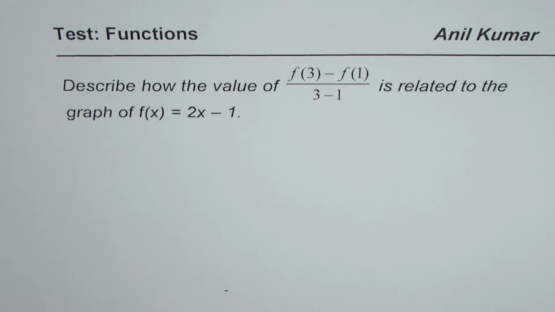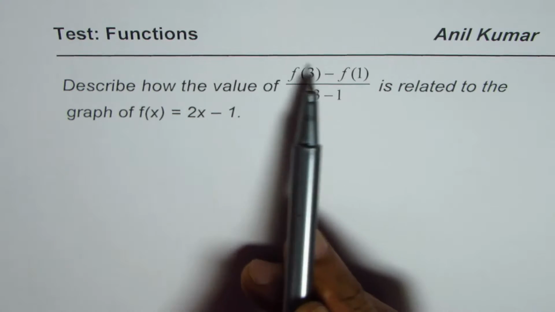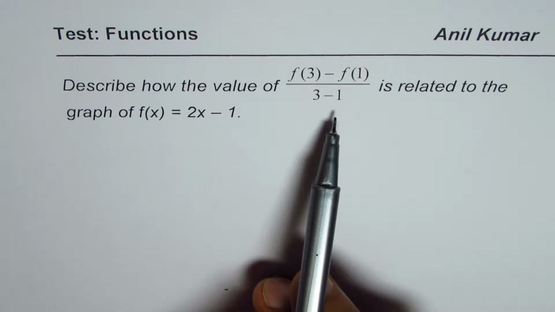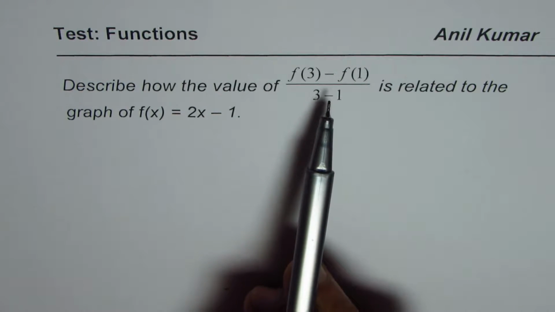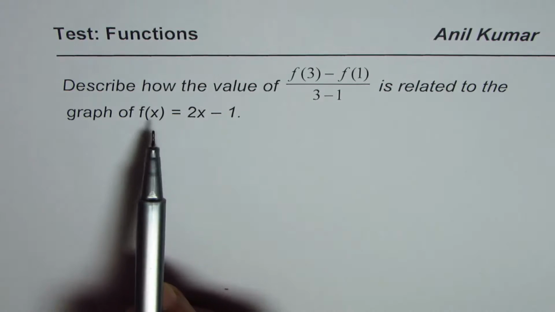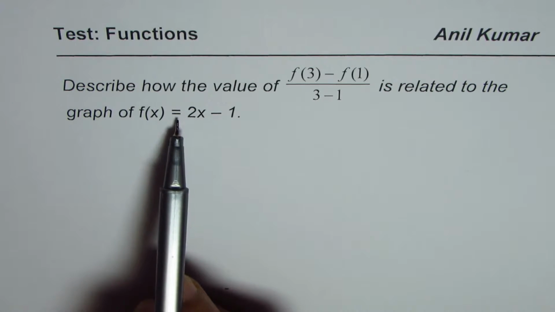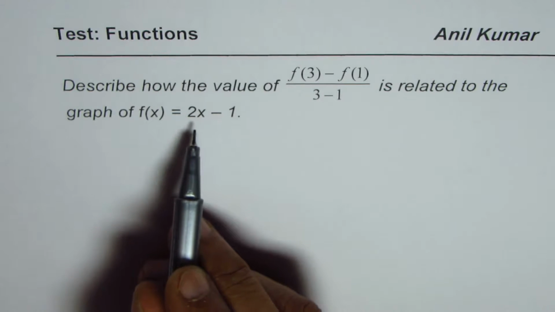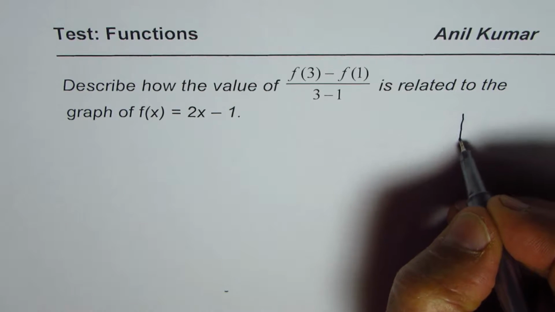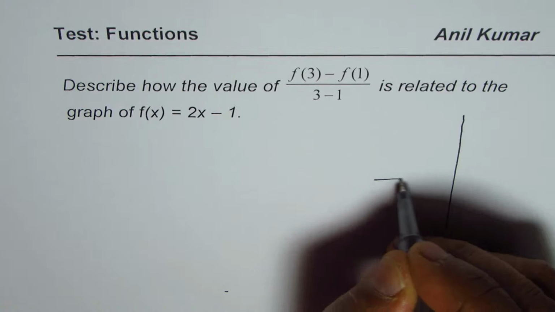As this question is saying, we don't really have to calculate this value, (f(3) − f(1)) / (3 − 1), but we need to relate it with the graph of the given function, f(x) = 2x − 1. So it is kind of important to sketch the graph. I'll sketch the graph on the right side.